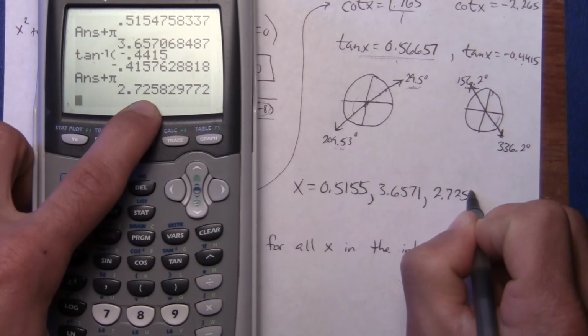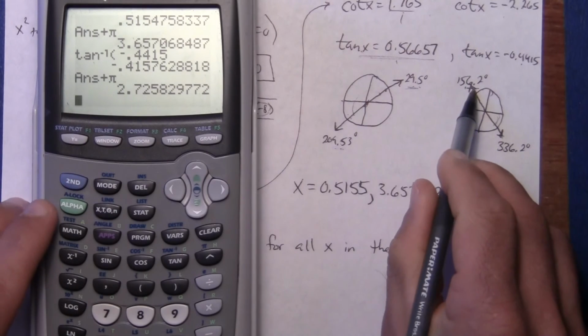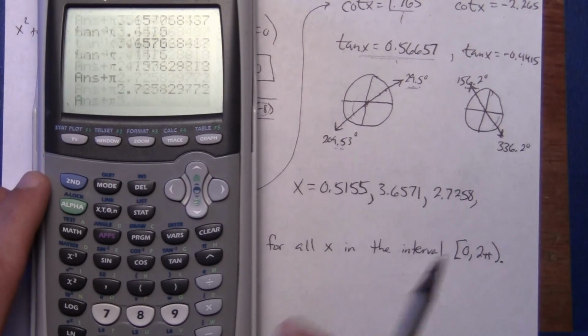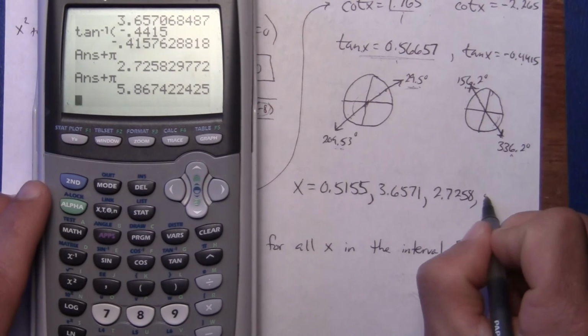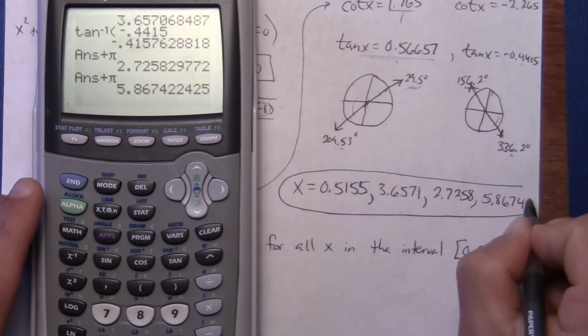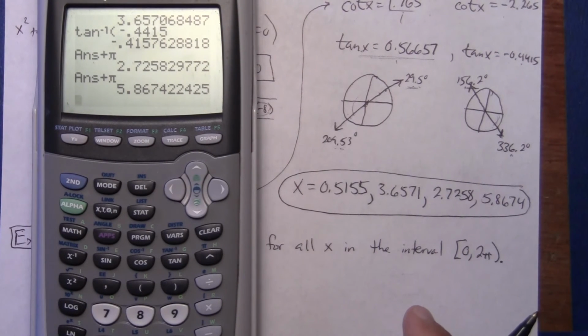2.7258, add another 180 or pi, and that gives me this one, 5.8674. And those are the answers that you would be looking for. So it's kind of how you want to do it.